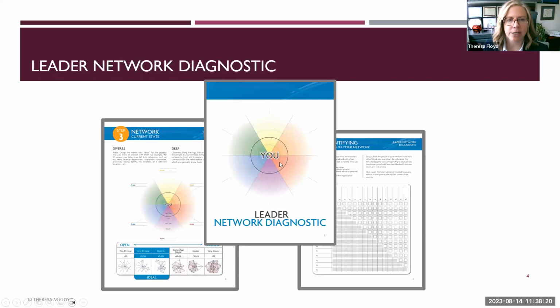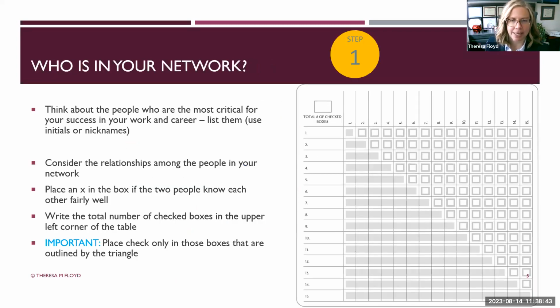Okay, so this is what your Leader Network Diagnostic looks like. It's a Okay, so this is what your Leader Network Diagnostic looks like. It is a PDF that you will download, and you will have to fill it out with pen and paper, and then either scan or take pictures of the completed assignment. I know it's a little bit old school, but it helps. What the hell?